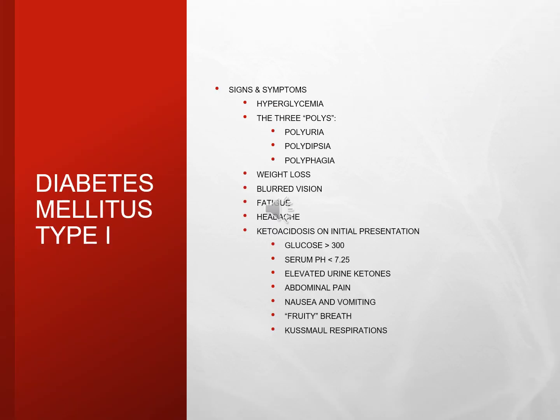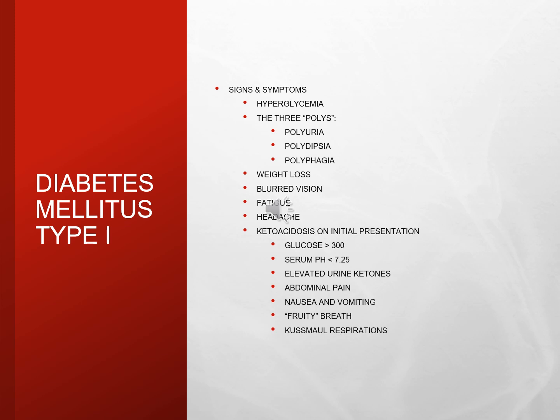Signs and symptoms of diabetes mellitus type 1, this should be a refresher on what you have already learned. So keep in mind, some signs and symptoms are going to be that hyperglycemia. You've got the 3 polys: polyuria, polydipsia, polyphagia. You've got some weight loss, generally 30% with protein and fat breakdown. You've got some blurred vision, fatigue, headaches, and then ketoacidosis.